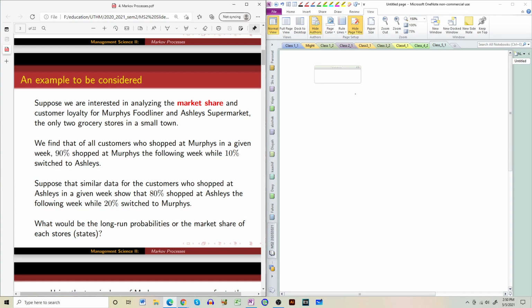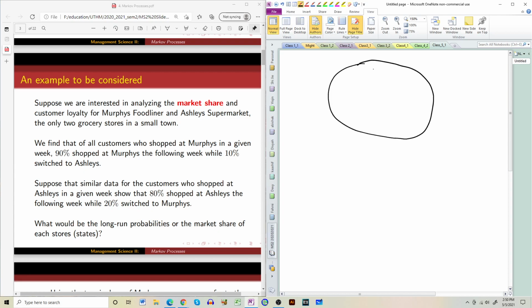Okay, suppose we are interested in analyzing market share and customer loyalty for Murphy's Food Liner and Ashley's Supermarket, the only two grocery stores in the small town. So there is a small town. Let's say the town is like this, and there are people here. There are only two supermarkets. One is Murphy's, one is Ashley's.